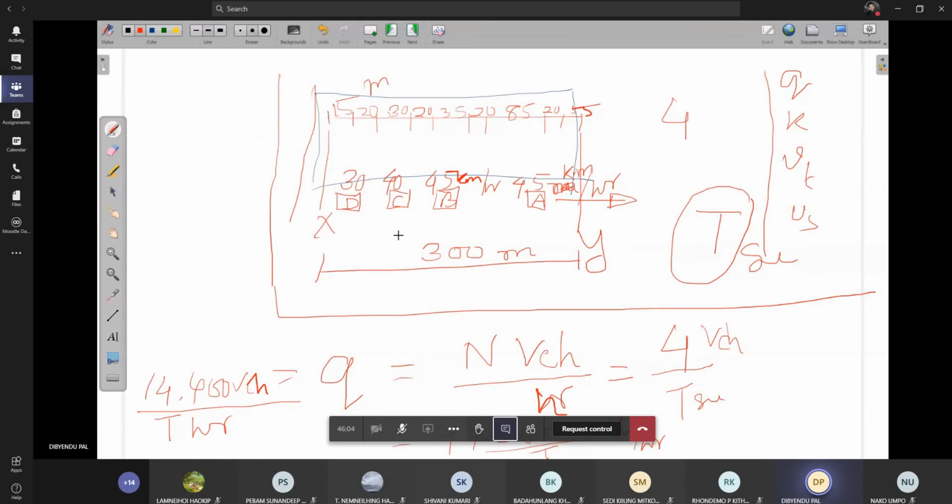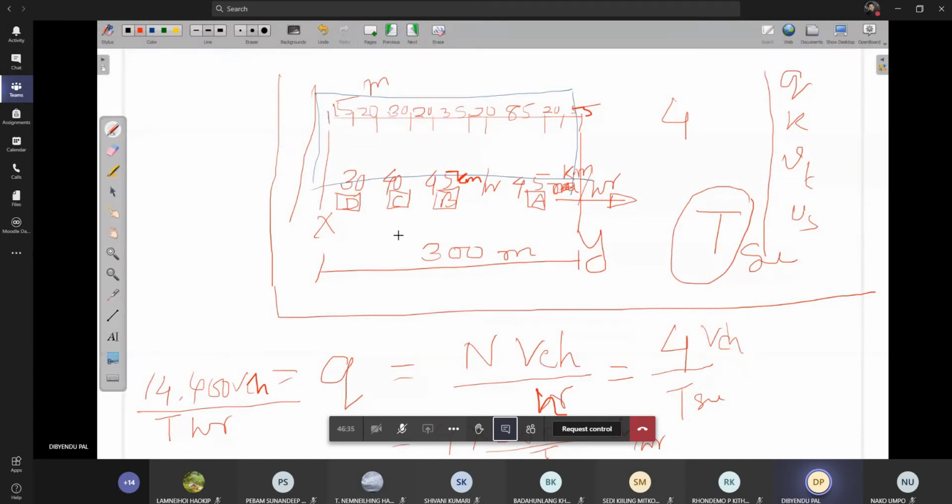And before taking the photograph, or even after taking the photograph, the person was observing this situation for a time of T seconds. Within the T seconds, he found that only 4 vehicles crossed this particular section. So the time period T seconds is known to us, and the number of vehicles crossing the section within this T seconds is known: 4 vehicles.